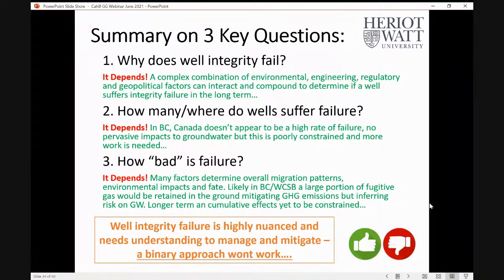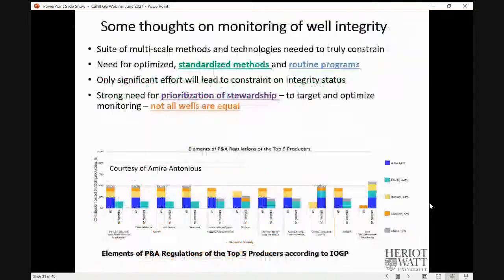So I think what you're getting from this, hopefully, is that well integrity failure is very nuanced, highly nuanced, and we need to understand it better to manage it and mitigate it. And it's certainly not a binary issue where it's either good or bad. There's a sliding scale, and it's just not that simple.